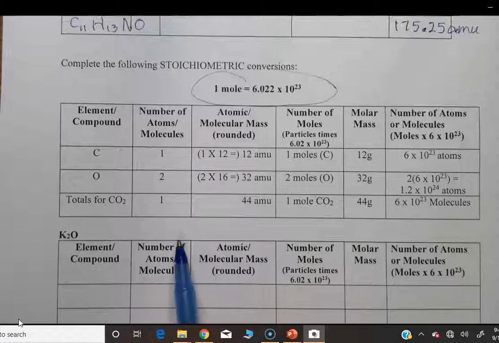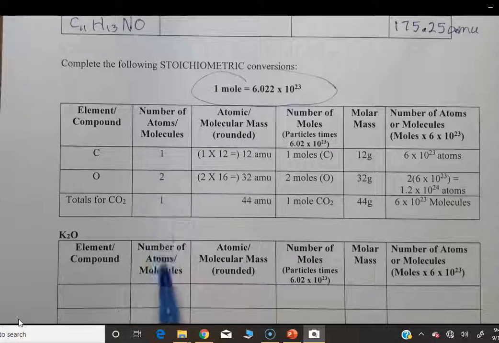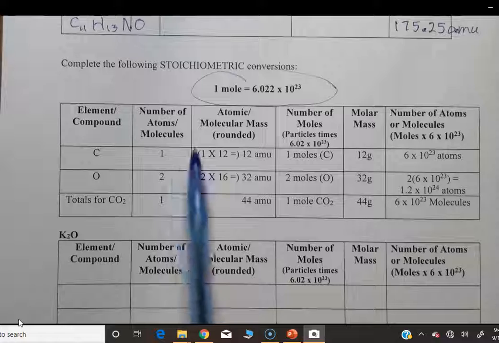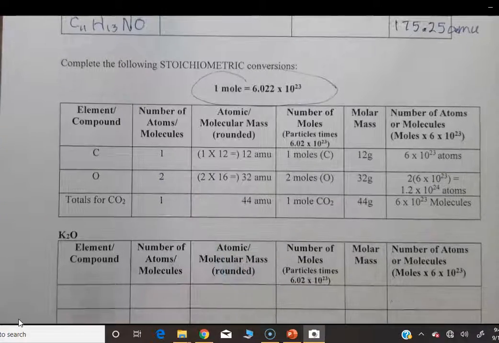So here, if we have CO2, carbon dioxide, we have 1 atom of carbon, 2 atoms of oxygen. That gives us 1 molecule of CO2. Be clear on that concept. A motorcycle is 2 wheels and 1 motor for 1 motorcycle. So it doesn't give you 1 plus 2 or 3 motorcycles. It gives you 1 motorcycle with those 3 parts. These are each parts of this whole.